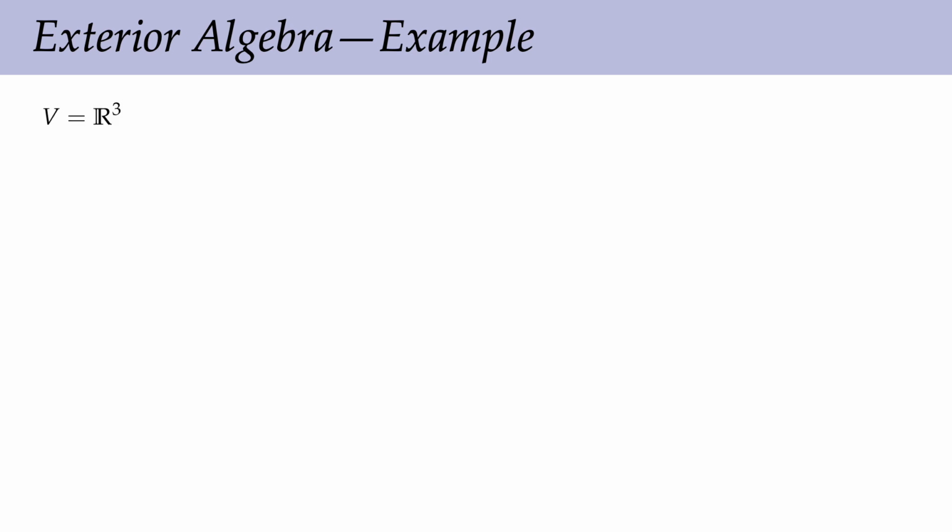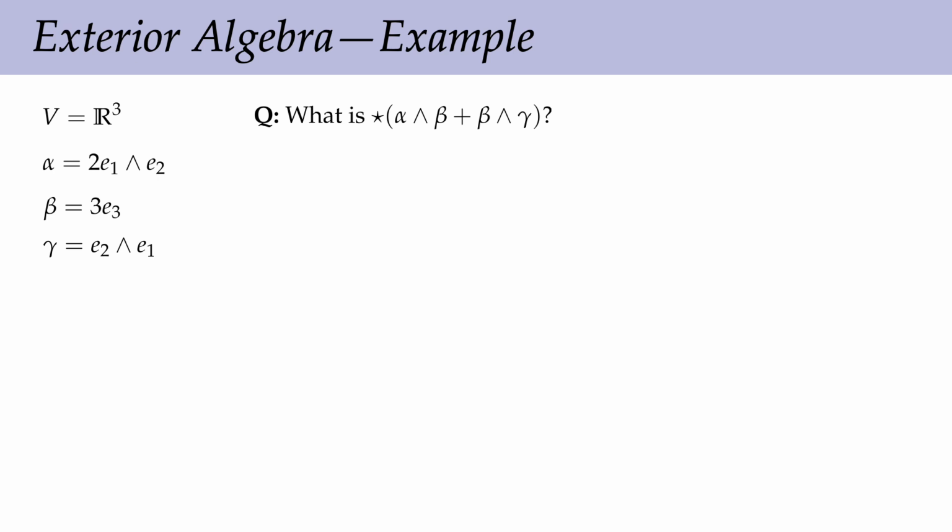Here's another example, this time in 3 dimensions. Let's say I have a 2 vector, alpha is equal to 2e1 wedge e2, and beta is equal to 3e3, and gamma is equal to e2 wedge e1. And so I have a 2 vector, a 1 vector, a 2 vector. Okay, more complicated example. What is star of alpha wedge beta plus beta wedge gamma?